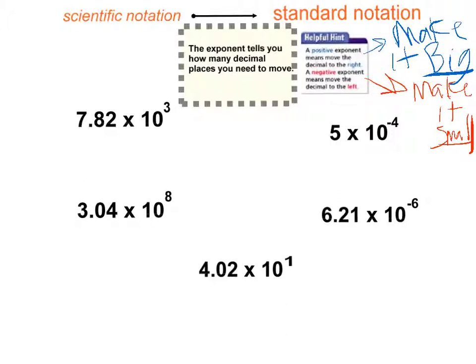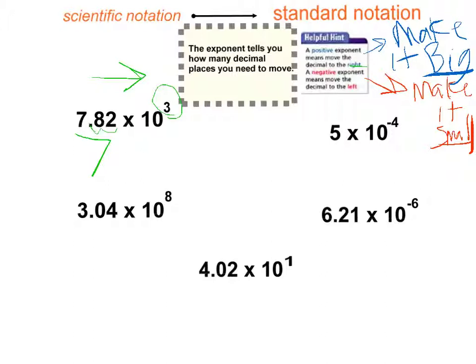So let's practice. So I have this number, 7.82, and it says times 10 to the third. Well, what that means is I need to move my decimal 3 places. And I'm going to move it to the right. Okay, I said right, but basically I'm going to make this bigger. And if I move it this way, the number starts to get bigger.